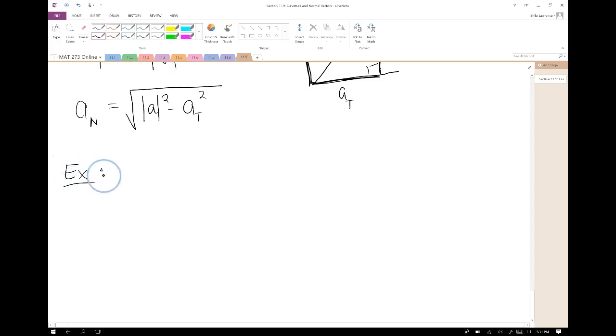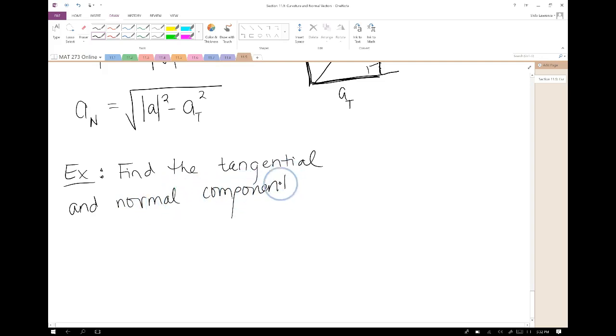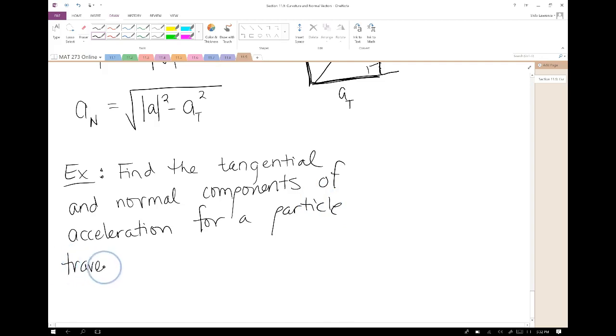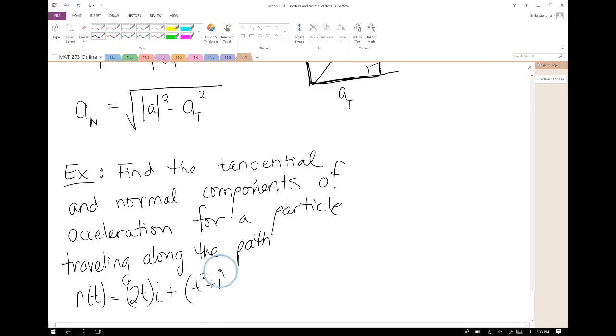So let's try one of these. Let's find the tangential and normal components of acceleration for a particle traveling along the path r of t = 2t i + (t squared + 1) j + 3t k at t equals 2.